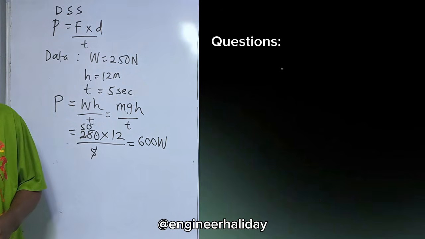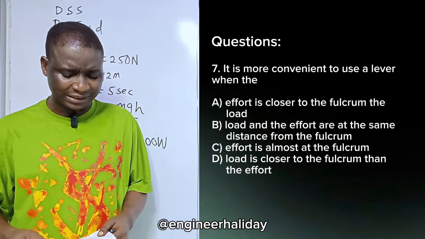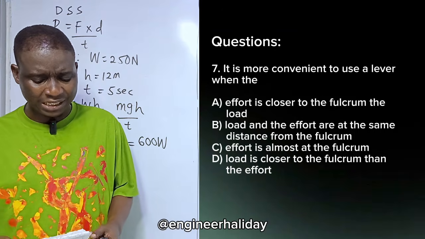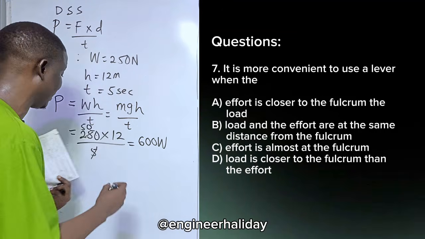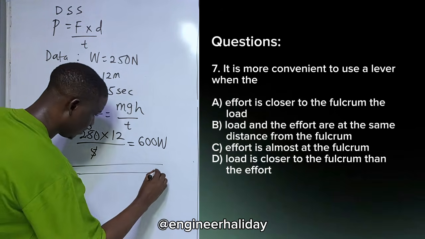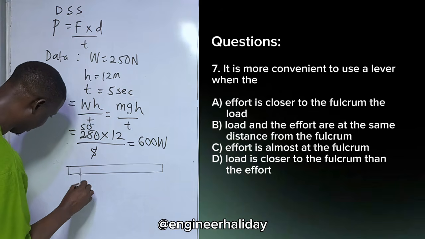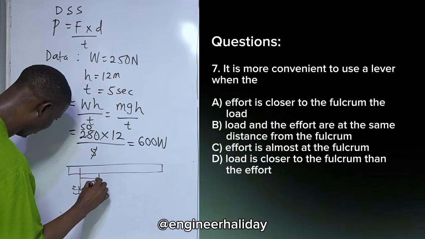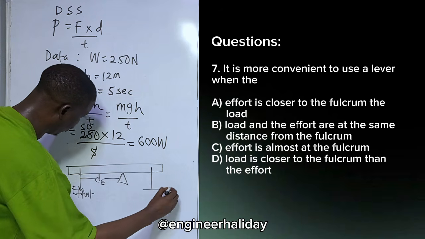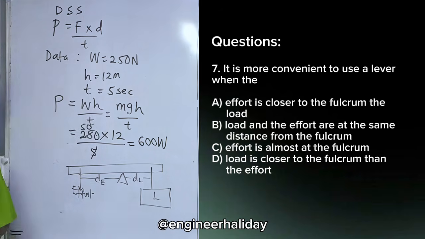Now they say number 7. It is more convenient to use a lever when the effort is dash. Now don't forget, if I have a machine like this, the effort is, let's say here, smaller effort. Then we have a longer distance moved by effort. This is a fulcrum. Then we have a heavy load, and a smaller distance moved by the load. This is a typical machine.